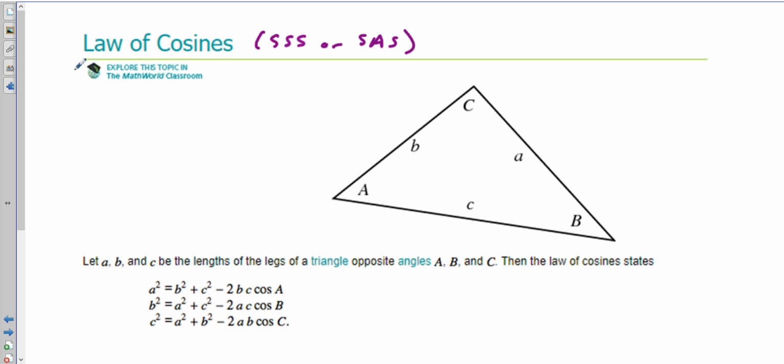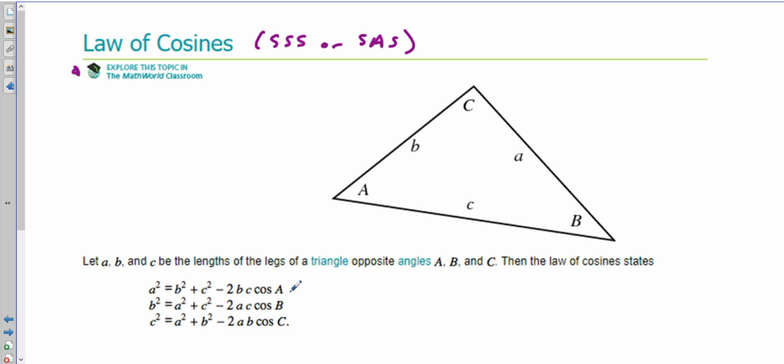I'm going to say special thanks to Math World Classroom for allowing us to use this little picture. You can copy this down in your notes, because this is how we're going to be using it. Given different values of a triangle, we are going to use this type of equation: a squared equals b squared plus c squared minus 2bc cosine of A to help us figure this out.